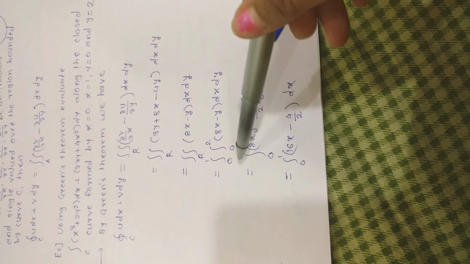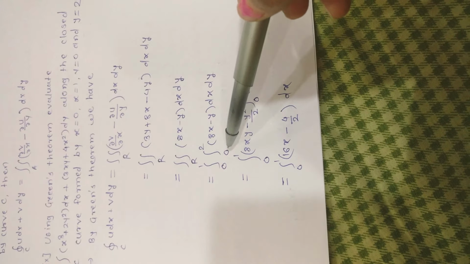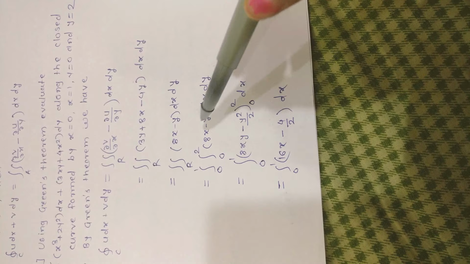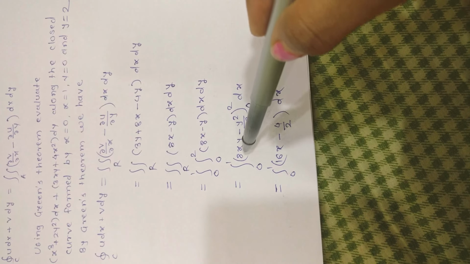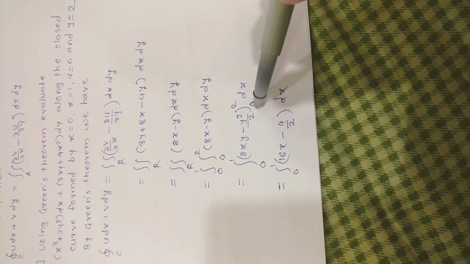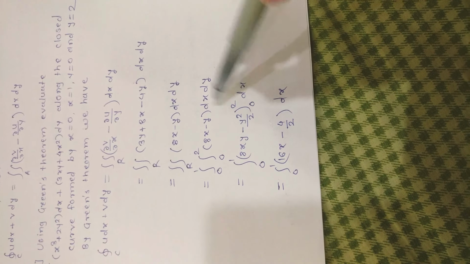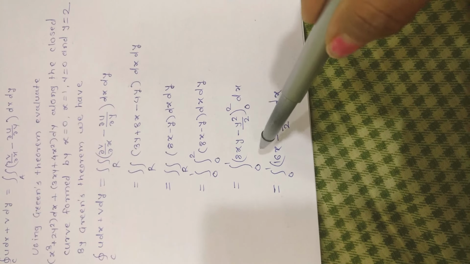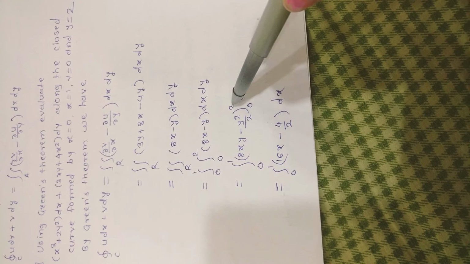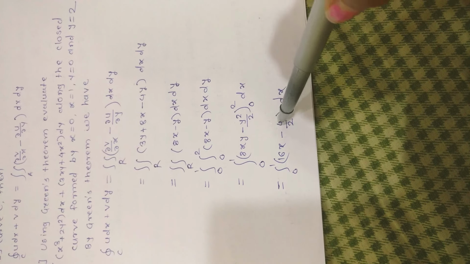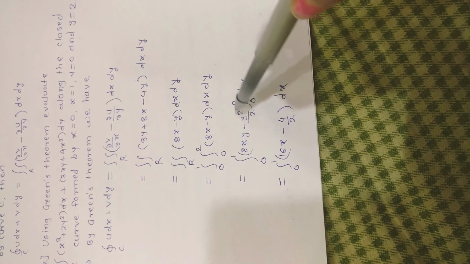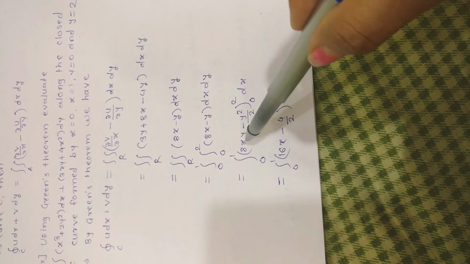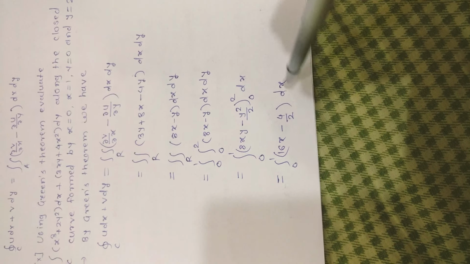Putting the range, x varies from 0 to 1, y varies from 0 to 2, 8x minus y dx dy. First we integrate with respect to y, that is 8xy minus y square by 2, taking limit 0 to 2, into dx. So put the limit 2 here, we get 16x minus 4 by 2, that is y square, 2 square is 4, and here y is 2. So 2 into 8 is 16, x as it is, 16x minus 4 by 2 dx.